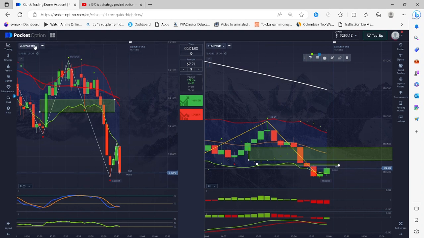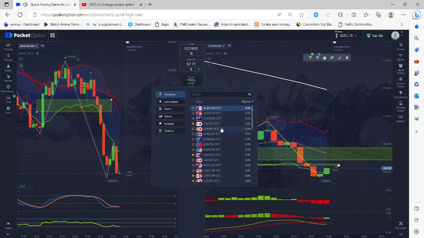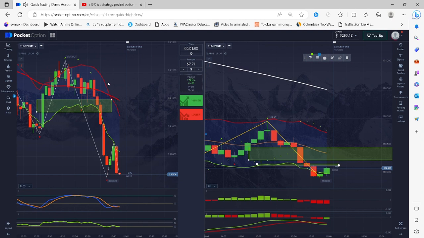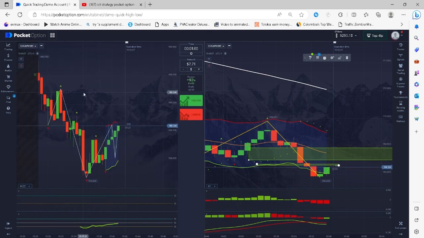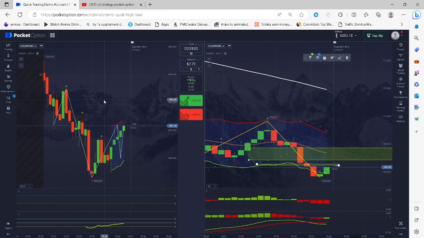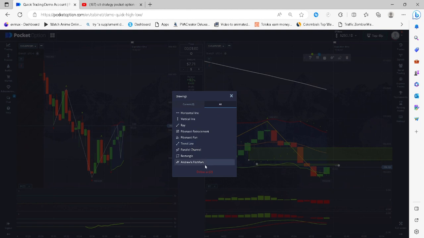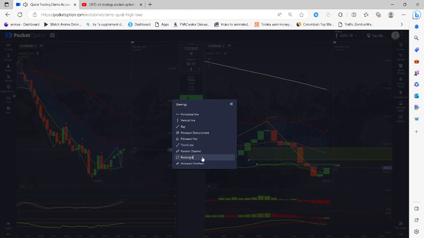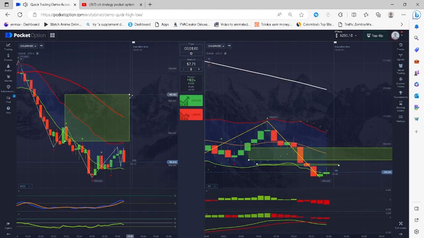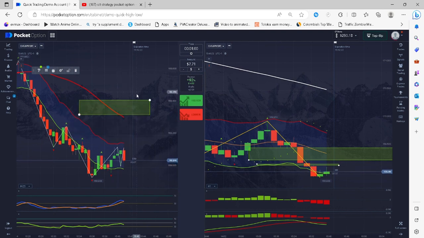CHF JPY. Now we have identified a fair value gap on the 3 minutes. We are going to 30 seconds to wait for our entry. On our 30 seconds, we have to be fast. I want to mark out the fair value gap for you guys before the entry comes. It also helps me as well, this rectangle too. So I'm looking at the fair value gap around this same area.